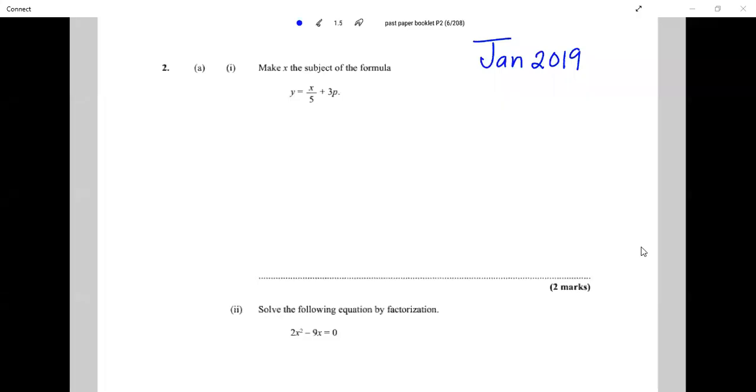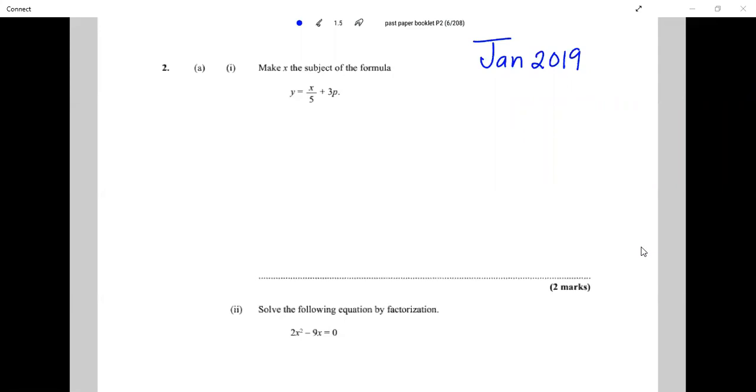All right, so starting now. This is January 2019, question number two. We're doing algebra questions, and in this question, we're asked to make x the subject of the formula.